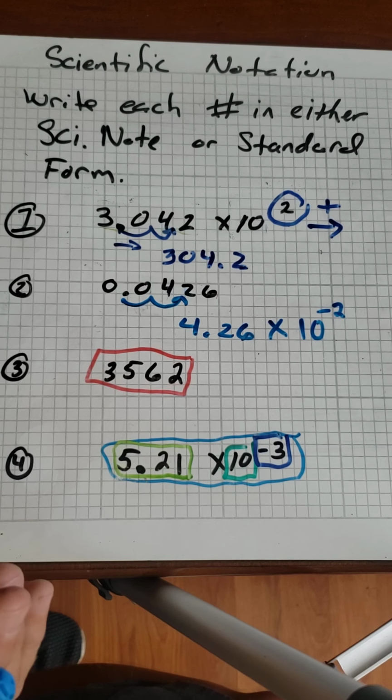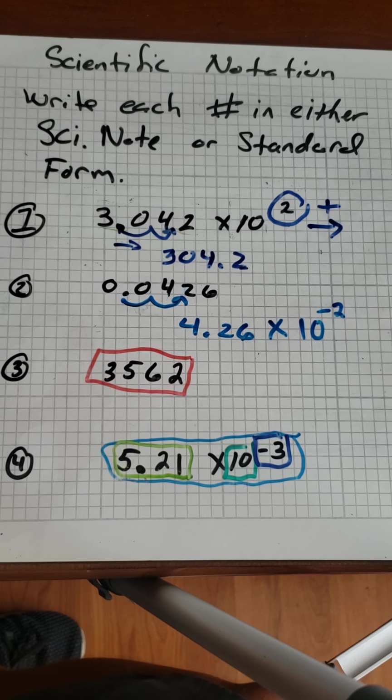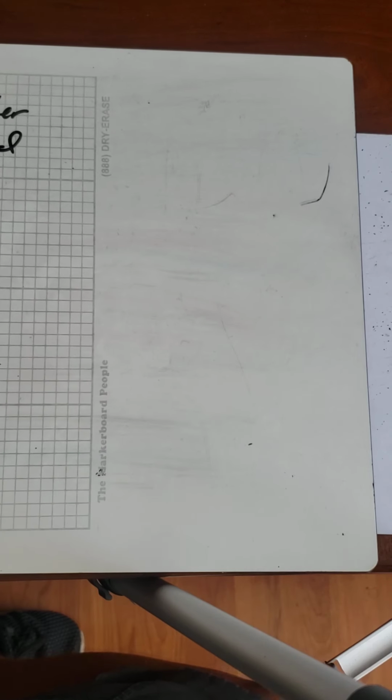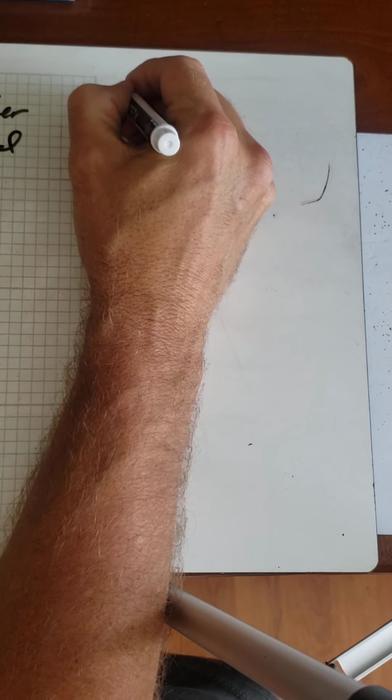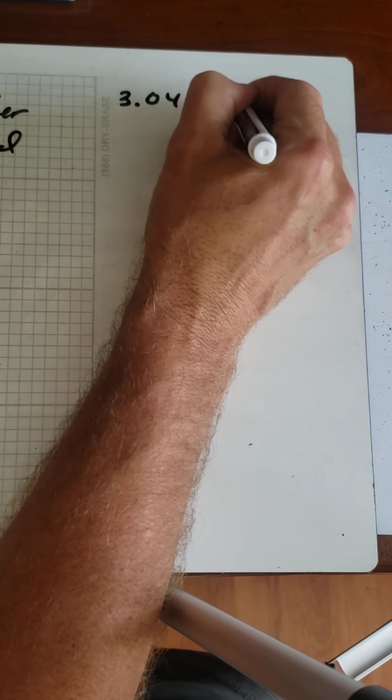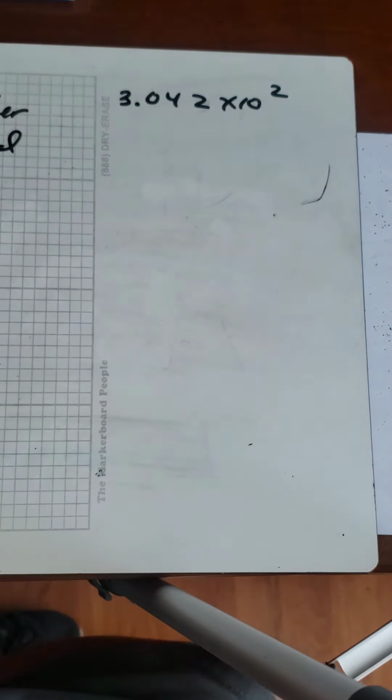So don't try to have them memorize a bunch of rules. Have them understand. And if we think back to what the notes were just a second ago about what a negative exponent means and what a positive exponent means, we can make some predictions about what my answer should look like. So now I'm going to slide this over and rewrite those problems so I have some more room. My first problem, number 1, was 3.042 times 10 to the second.